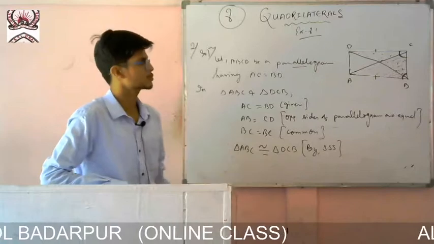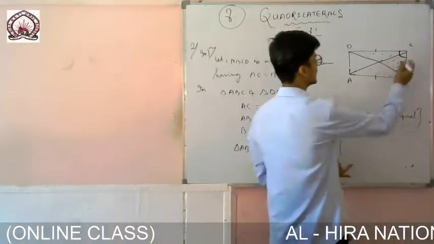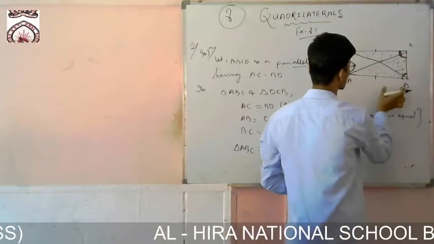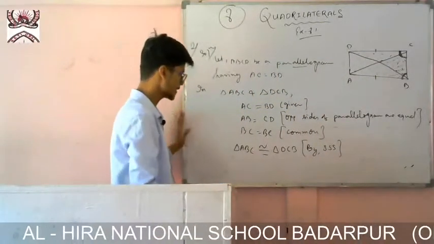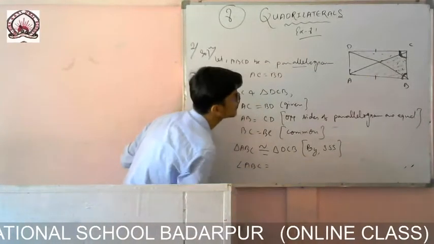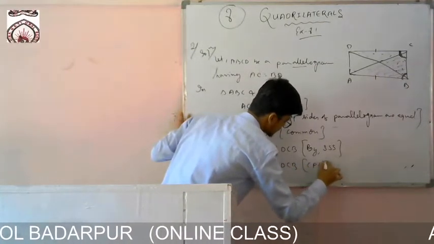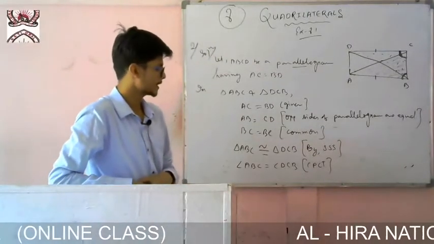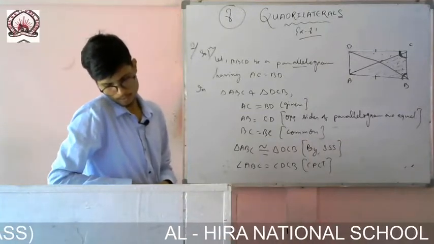So we have shown that these two triangles are congruent. So if these two triangles are congruent, now I can say that corresponding parts of congruent triangles are also equal. That means I can say that angle ABC is equal to angle DCB. CPCT, corresponding parts of congruent triangles. Triangle ABC is congruent to triangle DCB.